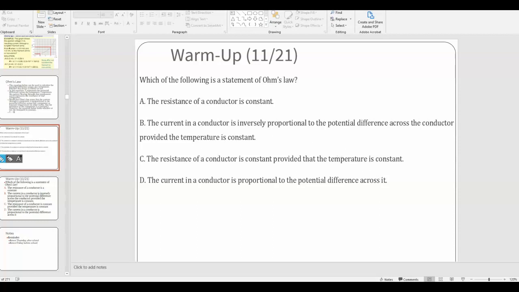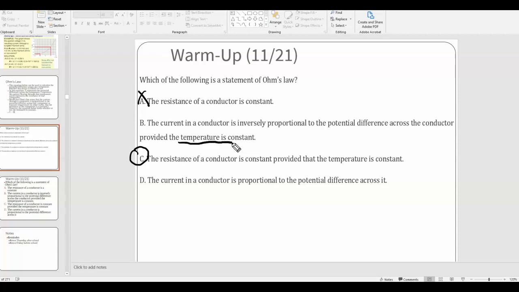Okay, so the answer to this question is C. The resistance of a conductor is constant provided that the temperature is constant. A is not true. A is partially true, but you have to have that constant temperature piece to completely be a statement of Ohm's law. B, people might put B because they're like, oh, it's the longest answer, and plus it does talk about the temperature being constant.